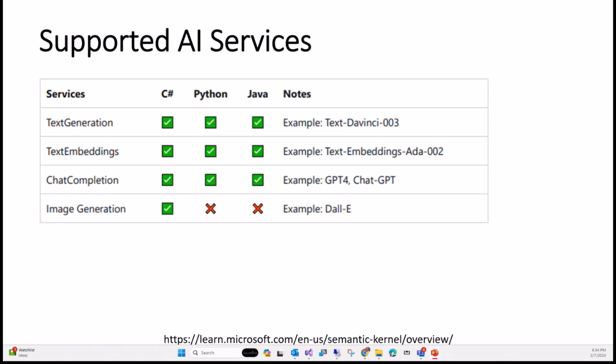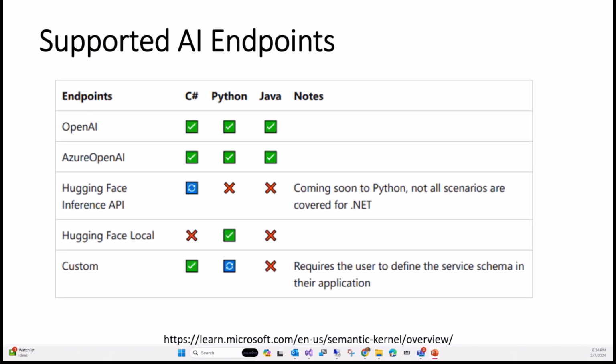All right, so these are the supported services: text generation, text embedding, chat completion, image generation. Look at that. Those are available in C#, but in Python and Java, some are not supported. For endpoints, if you see the refresh, it's coming soon. As you can see, endpoints for OpenAI and Azure OpenAI are all out of the box, but you can bring your own to the framework. You can call your own AI endpoint just by implementing the builders.